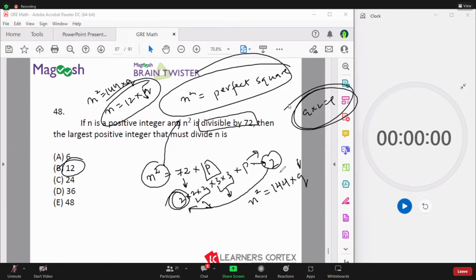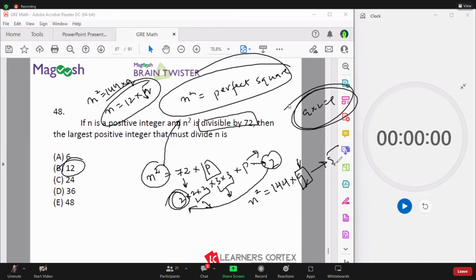Sorry, I didn't get the last part. Okay, please, so if the value of Q is 4, the answer would become 24. If the value of Q is 9, it will become 36. If 16, it becomes 48. So how is the largest positive integer the answer here?